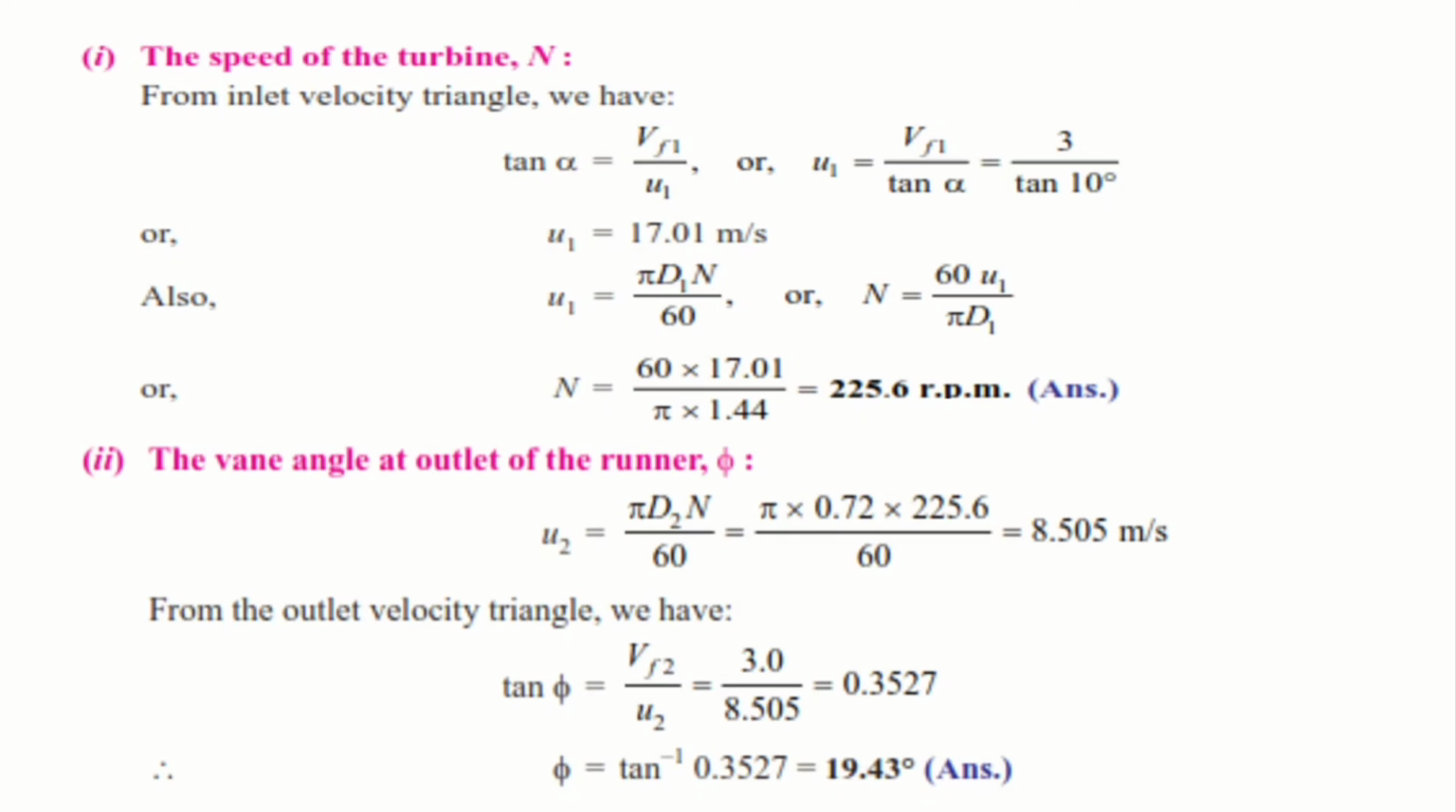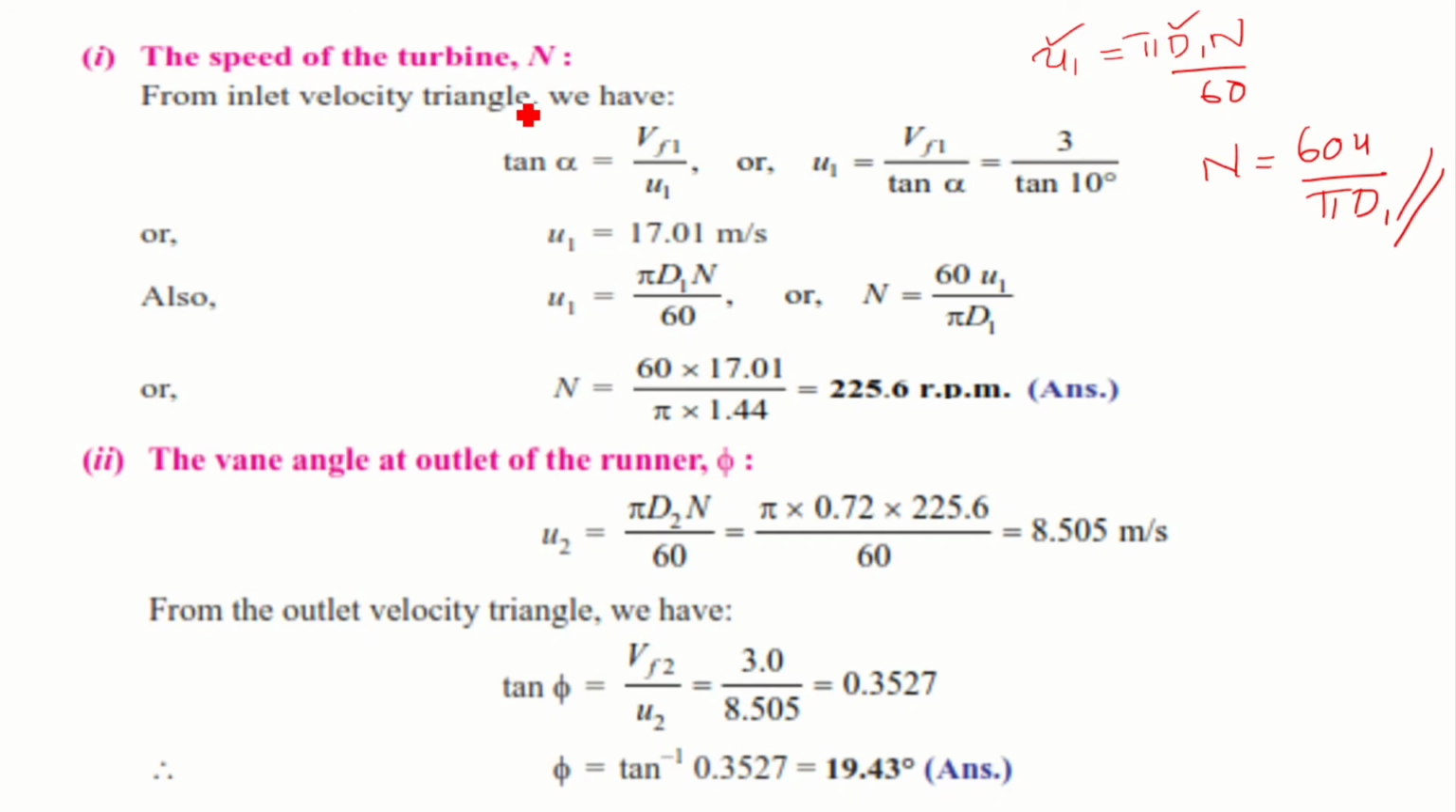Now, speed of the turbine. In order to find speed of the turbine, we need to take this equation. U1 is equal to pi D1 N by 60. So if we know the values of U1 and D1, then we can find N. N is equal to 60 U divided by pi into D1. So this is the equation.